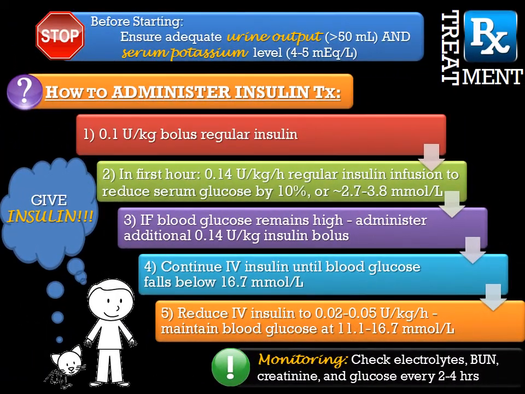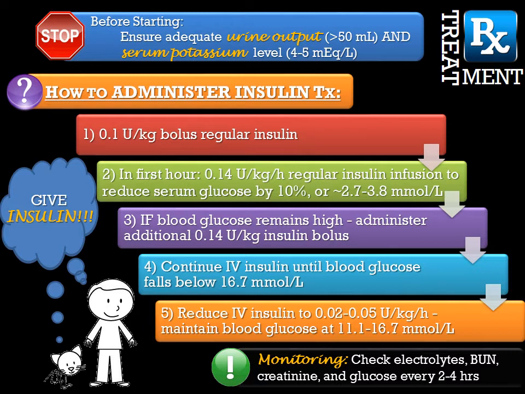After ensuring adequate urine output and serum potassium levels, give insulin. Administer a bolus of 0.1 units per kilogram of regular insulin. Continue with 0.14 units per kilogram per hour IV continuous regular insulin infusion. If serum glucose does not fall by at least 10% in the first hour, administer an additional bolus of 0.14 units per kilogram. After the blood glucose falls below 16.7 millimoles per liter, reduce the infusion rate to 0.02 to 0.05 units per kilogram per hour.